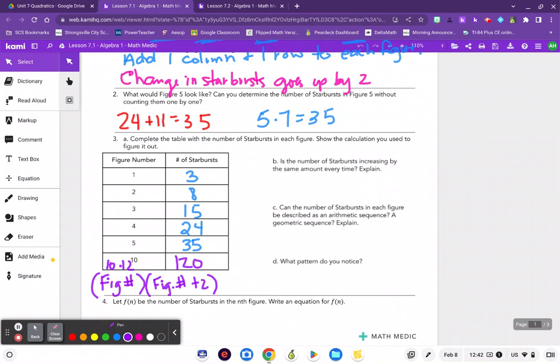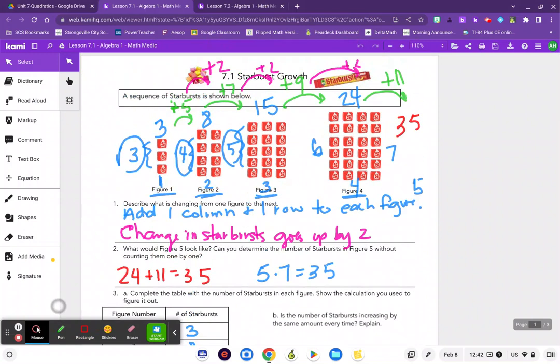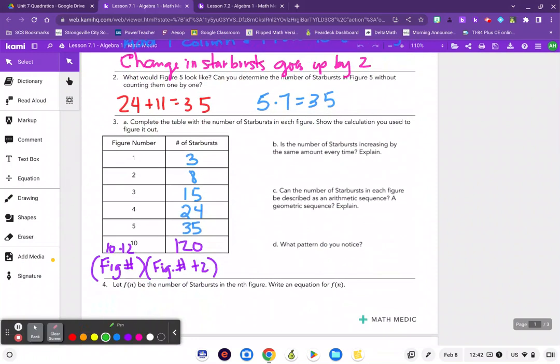It says, is the number of starbursts increasing by the same amount every time? And that's what we talked about up above, where I had the green drawing, right? I'm showing that change in starburst in my green, and the answer was no. I actually want to show that change here in my table. Do that with me. I had a change of +5, and then I had a change of +7, and I had a change of +9, and then a change of +11. And so no. First we're adding 5, then we're adding 7, then we're adding 9, then 11, etc. So I am not changing by the same amount every time.